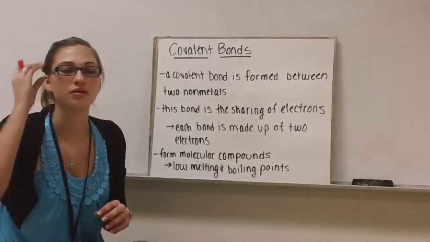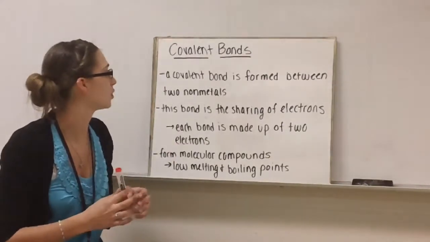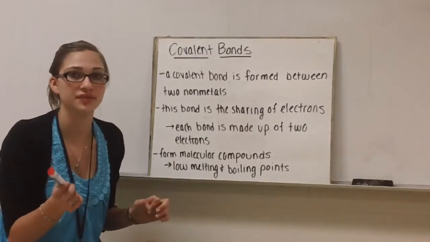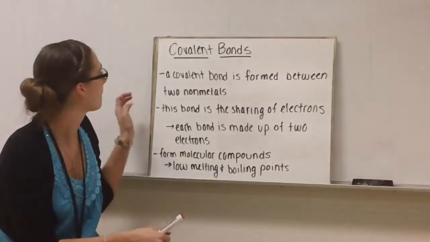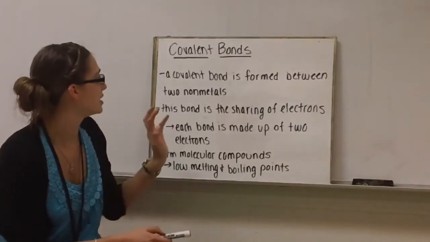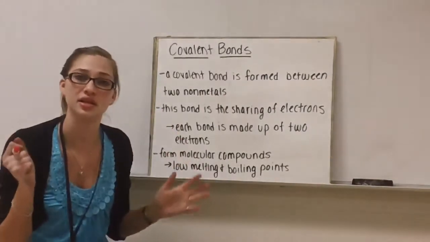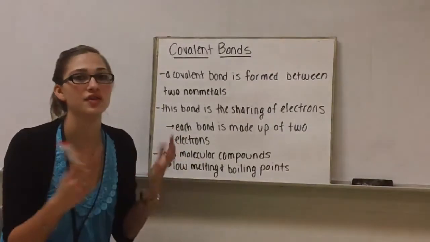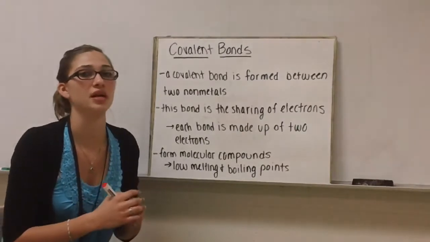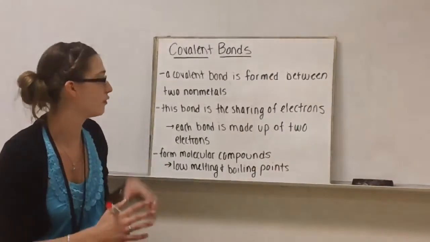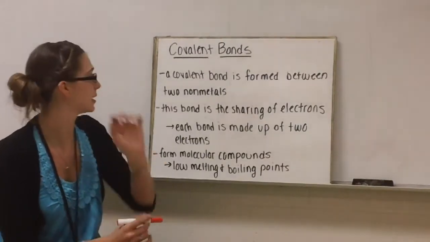Today we're going to talk about covalent bonds and the compounds that they form. A covalent bond is formed between two nonmetals, which is different than an ionic bond, which is formed between a nonmetal and a metal. Instead of an ionic bond where the anions are stealing electrons, in a covalent bond the two nonmetals are going to be sharing the electrons. Each covalent bond is made up of two electrons. They form molecular compounds which have low boiling and melting points.